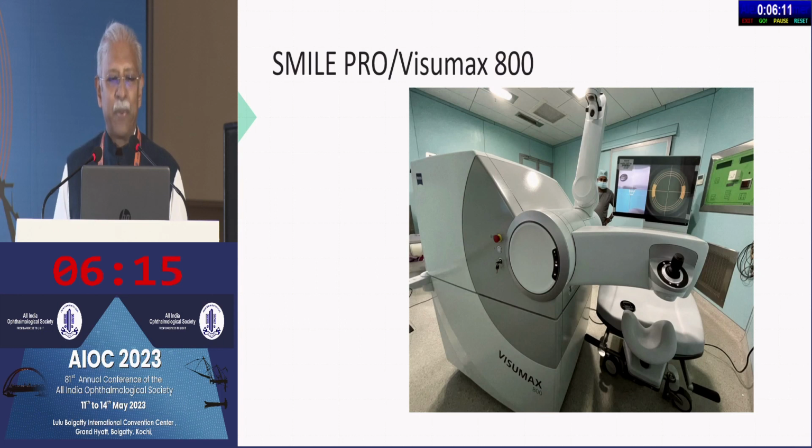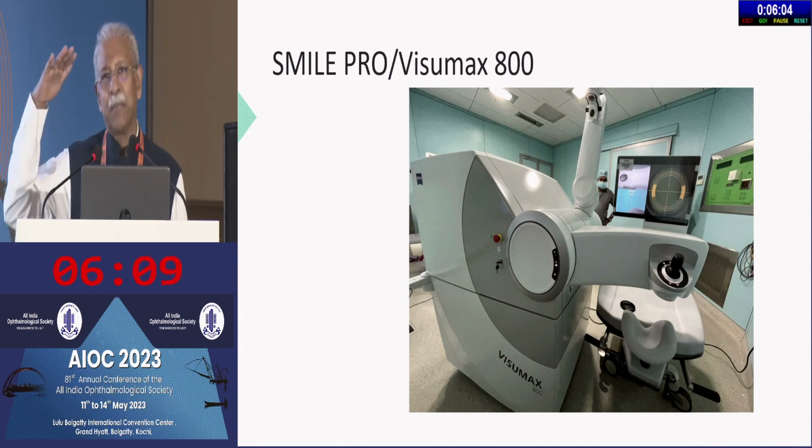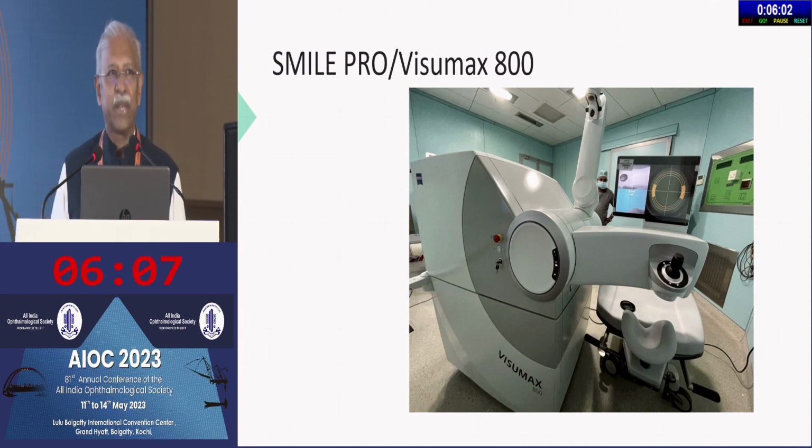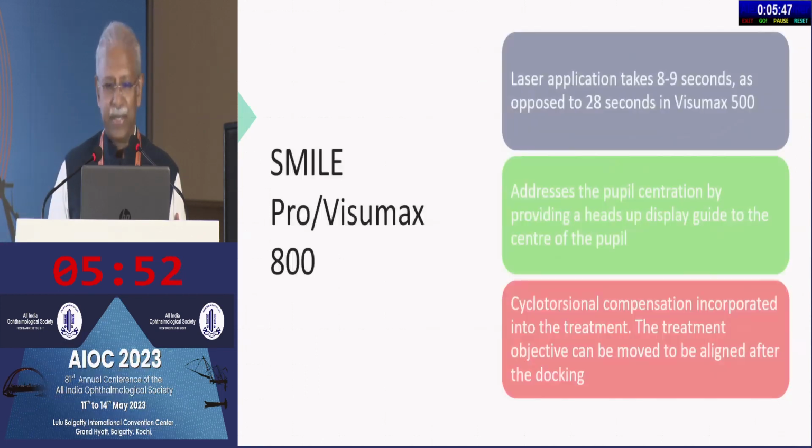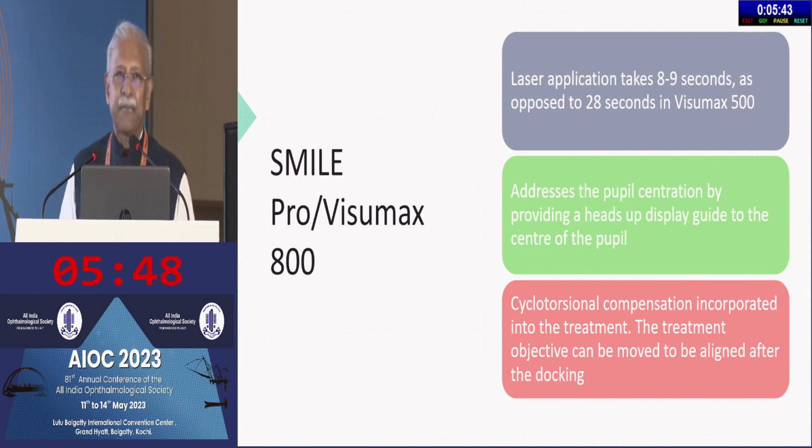With the Smile Pro or the Vizumax 800, things are different. We are ergonomically used to bringing down the microscope onto the patient instead of bringing the bed up. In Vizumax 500, the microscope is fixed, the laser source is fixed, and the bed goes up and down. While here you're back to what you're used to in cataract, where the microscope or the laser source goes up and down, and the bed stays fixed. So laser application here takes only about 8 to 9 seconds, as opposed to 28 seconds in the 500.